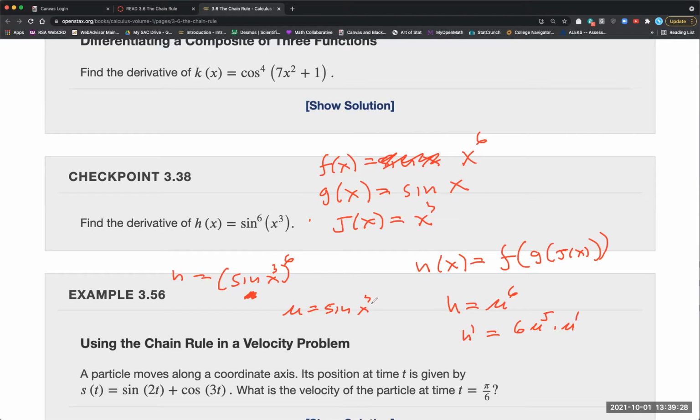And then you calculate the derivative of this one here, right? What is u prime equal to? Well, u is sine x cubed, so u prime is going to be cosine x cubed times 3x squared. And then that's what you would put in there. So your h prime is just going to be 6u to the power of 5. So that would be, my writing's bad, sine x cubed to the power of 5 times cosine x cubed times 3x squared.